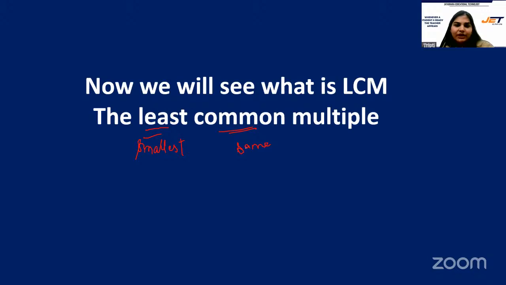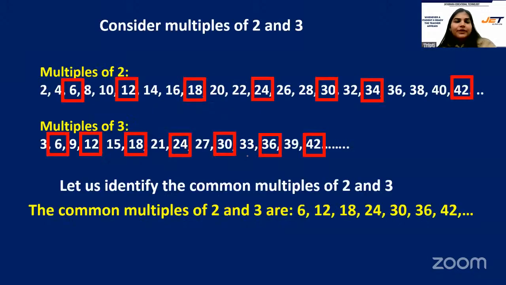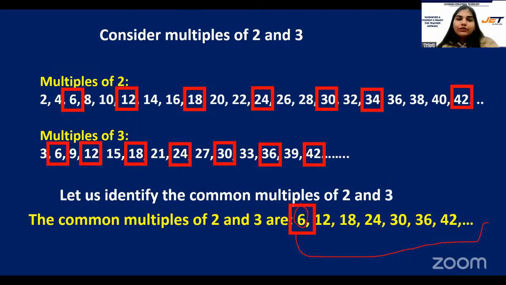Smallest, same, multiple. Yeah. Now, these are the multiples of 2. These are the multiples of 3. We already know how to find the common multiples. Now, least is what? The smallest. Out of all the common multiples, you have to find the smallest. So here the smallest is 6. So the LCM of 2 and 3. LCM is least common multiple. So the LCM of 2 and 3 is 6. Okay? That's how you do it. All right?